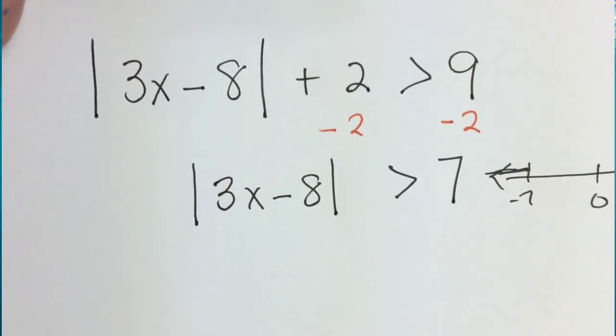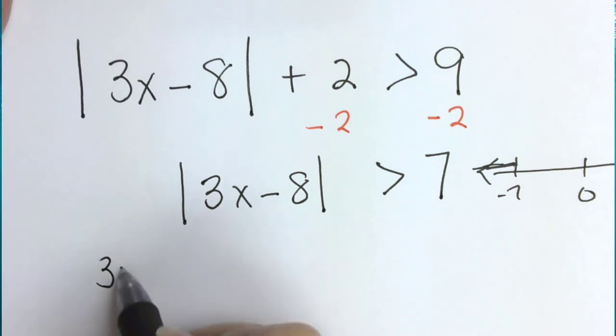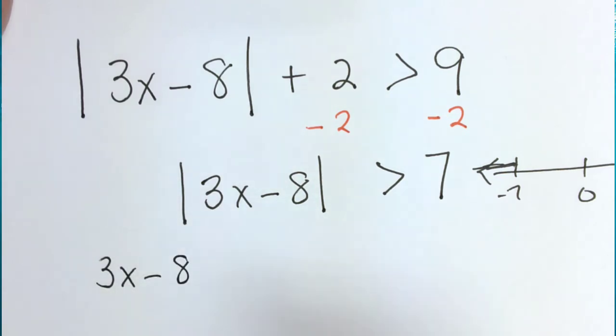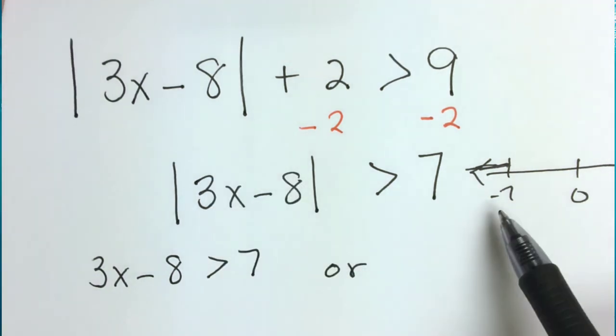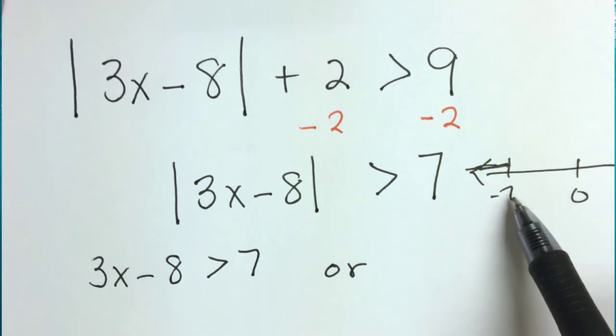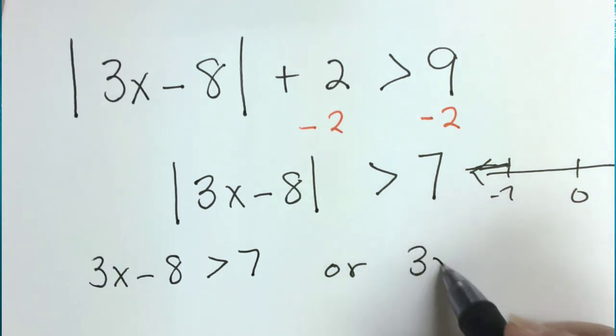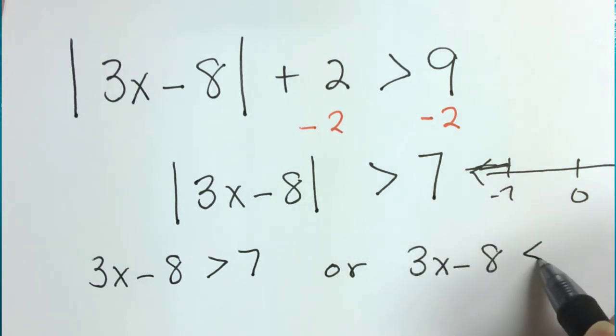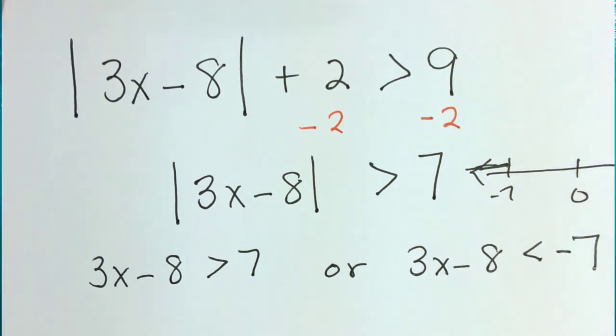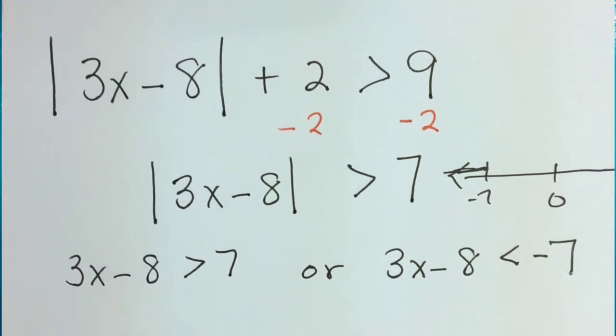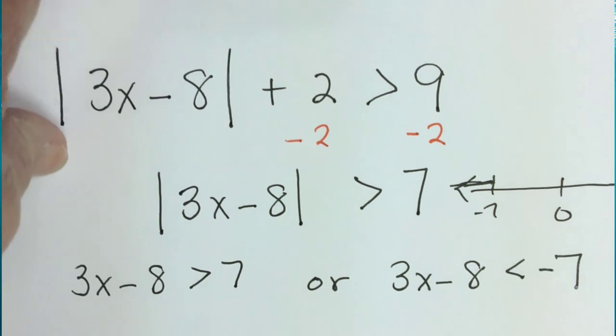So 3x minus 8 is going to be greater than 7, or 3x minus 8 is going to be less than -7. And then you solve. So that's the key, is getting set up.